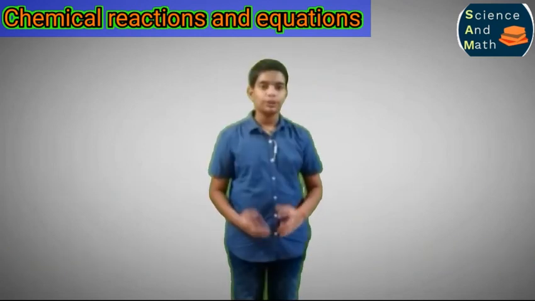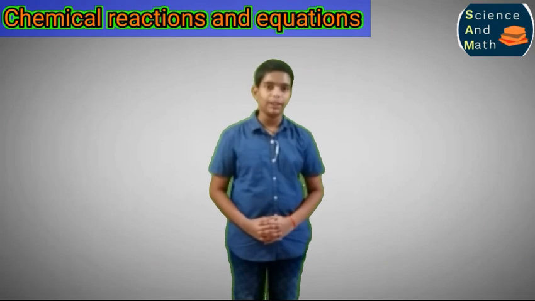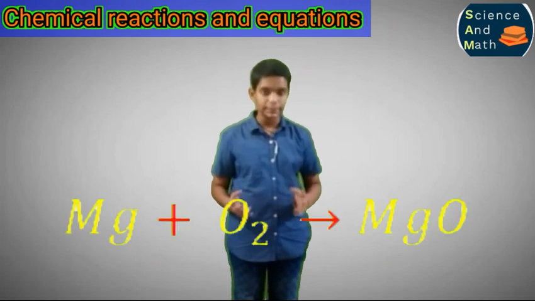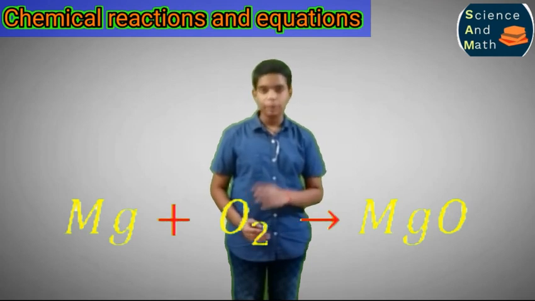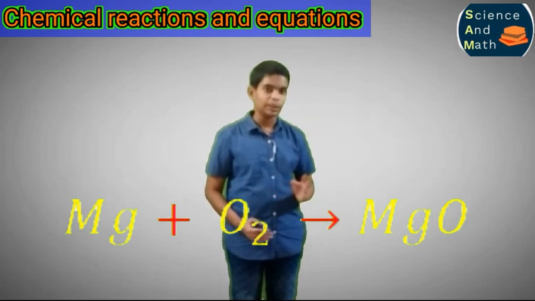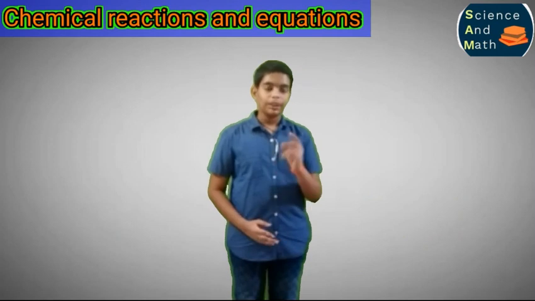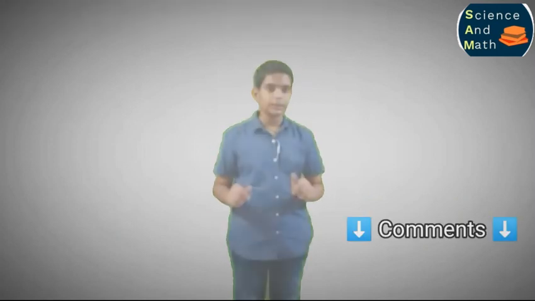Friends, now as you all know how to balance a chemical equation, can you balance this equation which I had used before? That is Mg plus O2 gives rise to MgO. Please post your answers in the comment sections below.